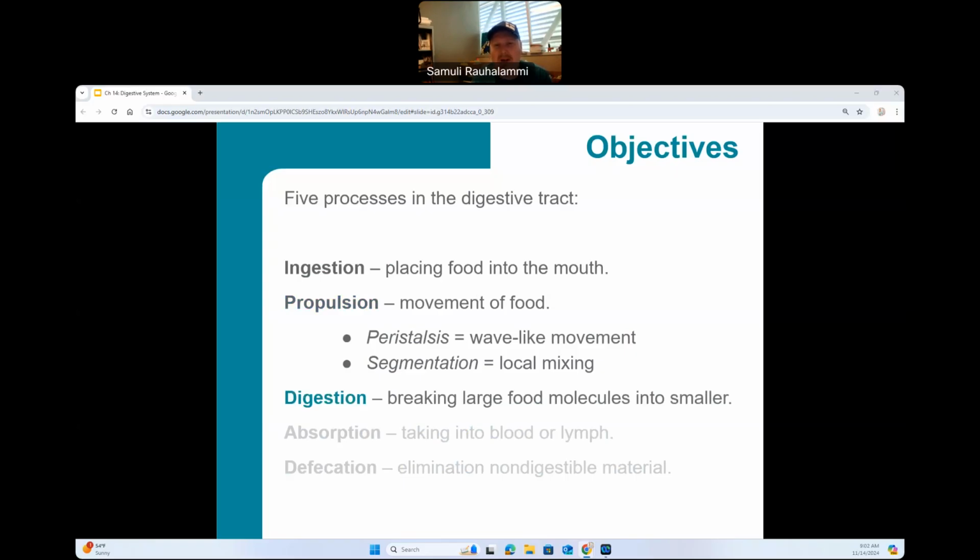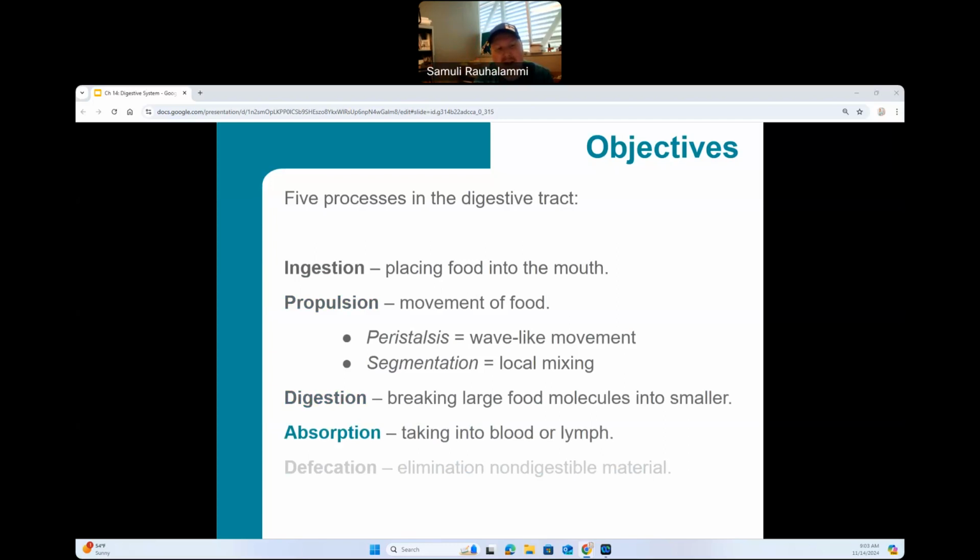Let's next look at digestion; we've already seen the term, so let's look at it a little bit more. This was breaking large food molecules into smaller. This can be both mechanical and chemical via enzymes, and this is needed so that they can be absorbed. So important term, digestion, for us to know. Breaking large food molecules into smaller.